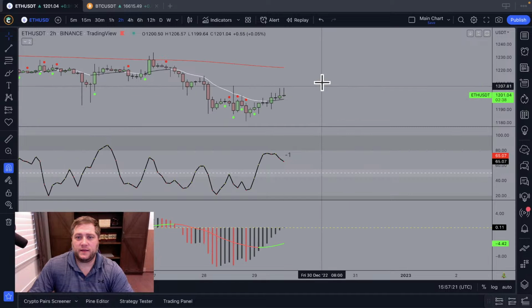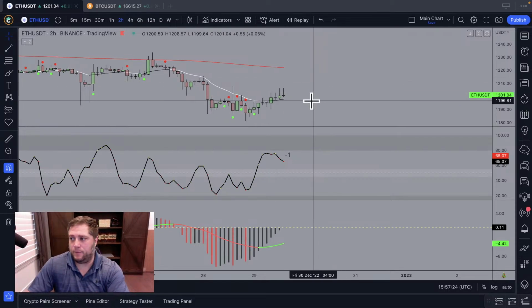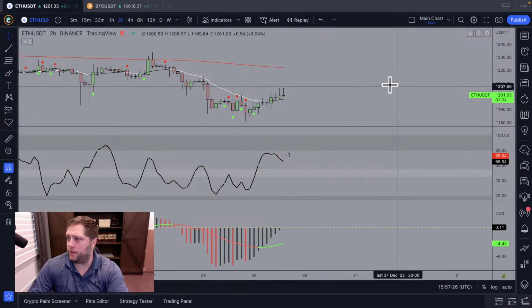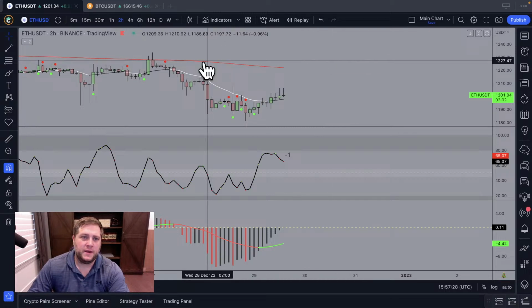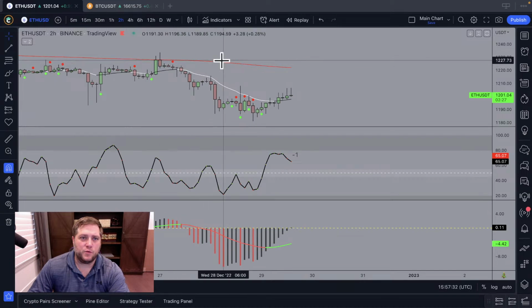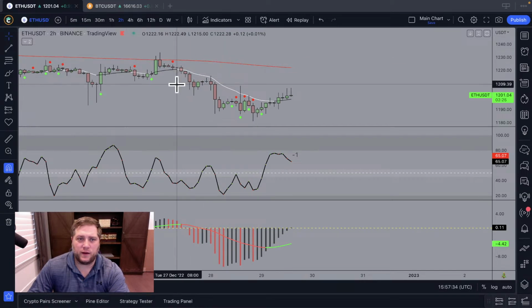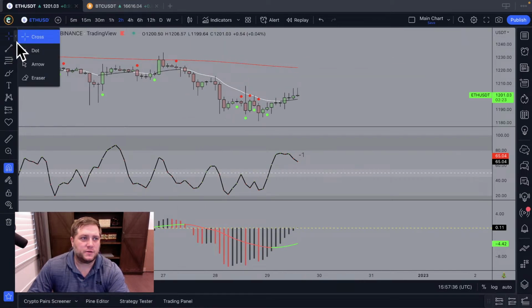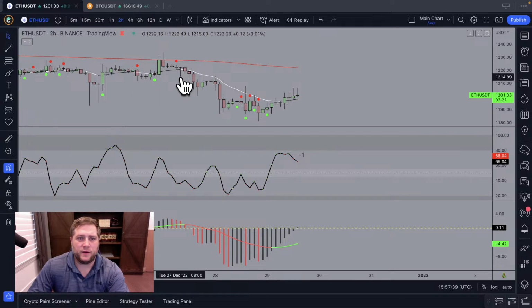Here's Ethereum again. This is a 2-hour chart. I particularly like the 2-hour chart on there. It's a lot easier to trade. You just got to stomach the movements in there. Like this one right here, for example. Let me change this to the arrow. For example, this one right here.